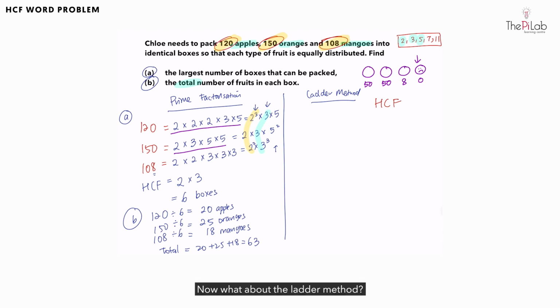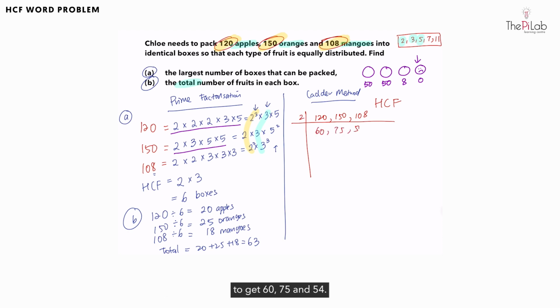Now what about the ladder method? In this question, usually, the ladder method has a slight advantage because you can find the answers for A and B in just one working. Okay, let me show you how you can go there. So first of all, draw your ladder. Write down the 3 numbers, 120, 150, and 108. Now all these numbers are divisible by 2 to get 60, 75, and 54.